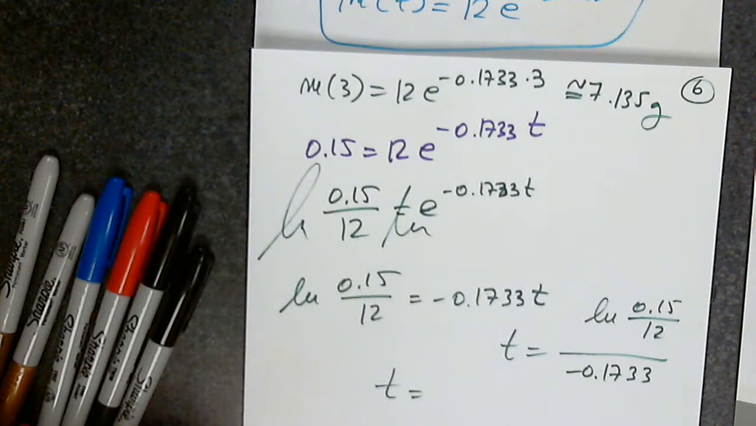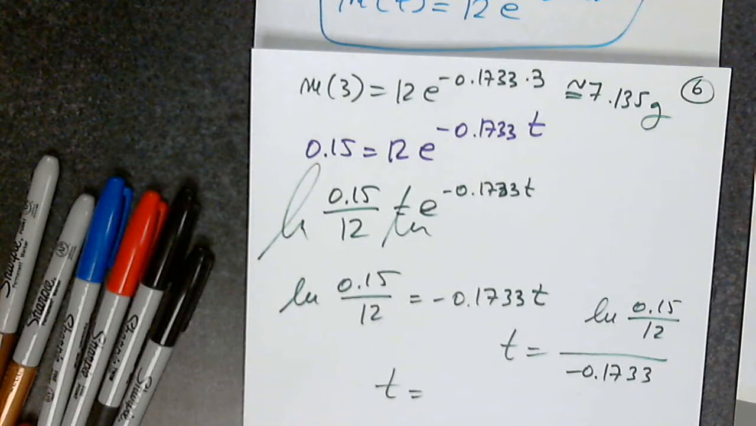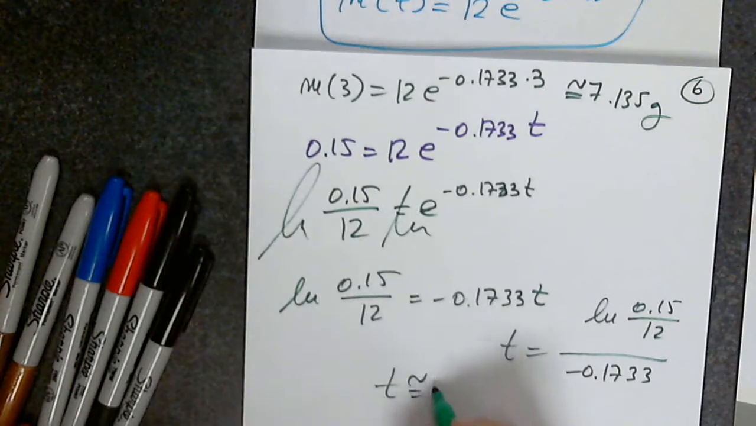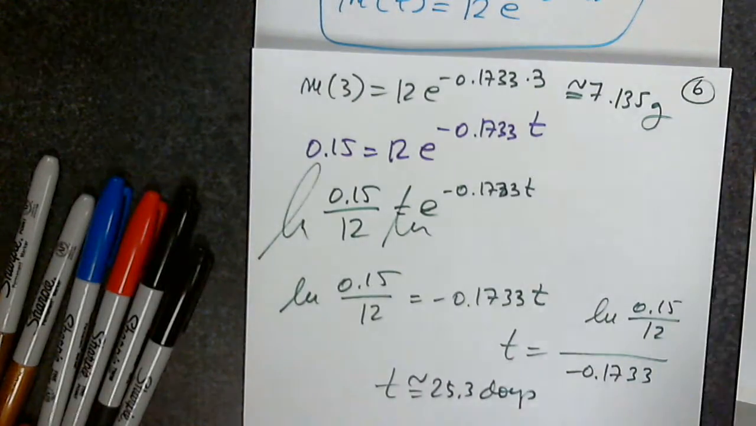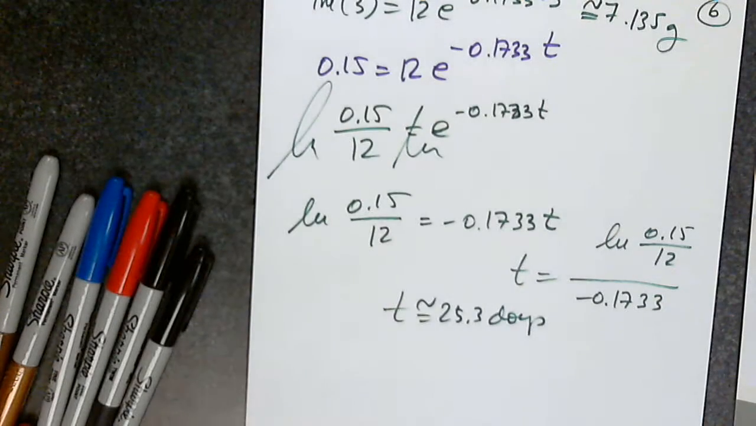And how many days? So natural log 0.15 divided by 12, and everything divided by, in parentheses, negative 0.1733, close the parenthesis, and I got 25 days, 0.3. A little bit more than 25. If the mass gets half every 4 days, you can imagine.